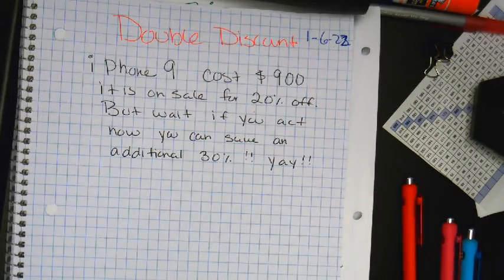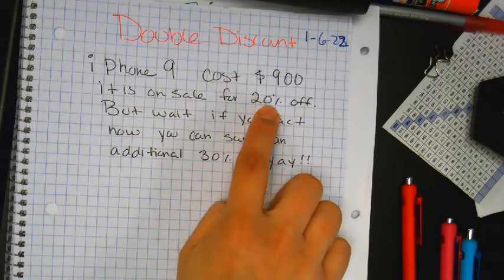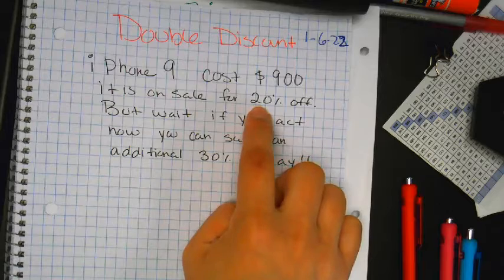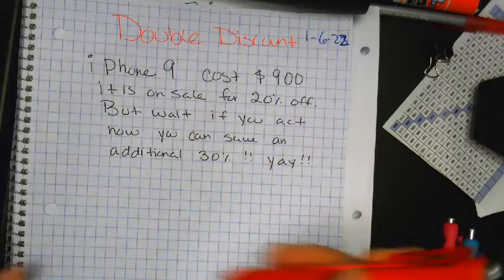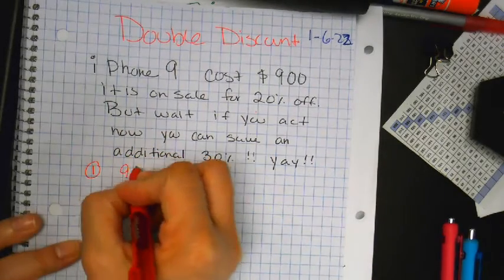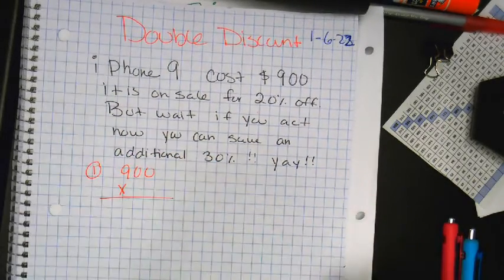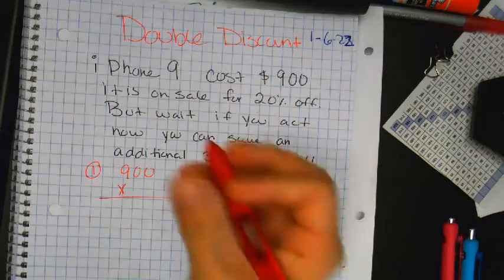So how do I do this? You take each discount at a time and you start with the first one they gave you. You don't start with the 30, you start with the 20. Yes, it makes a difference which one you use first. So you always start with the first one. So first step, 900 times what? 0.2.